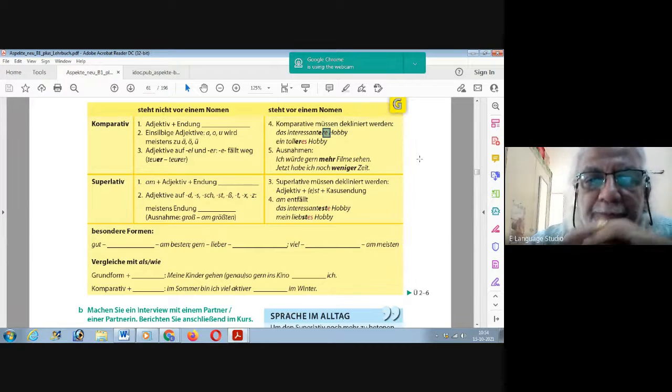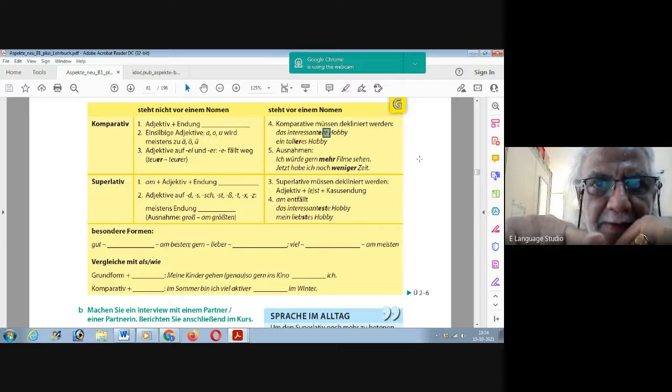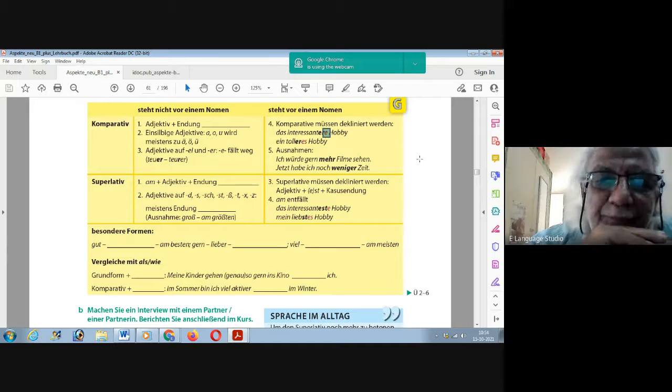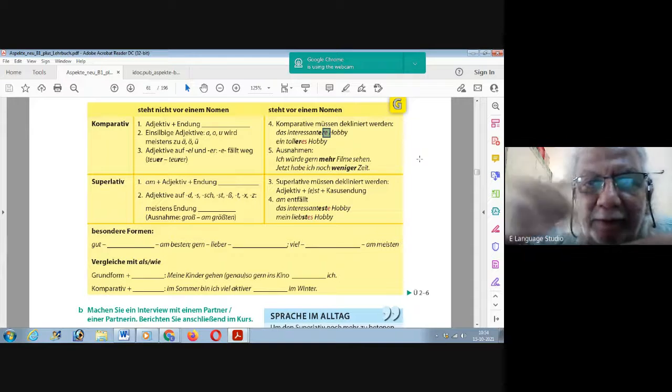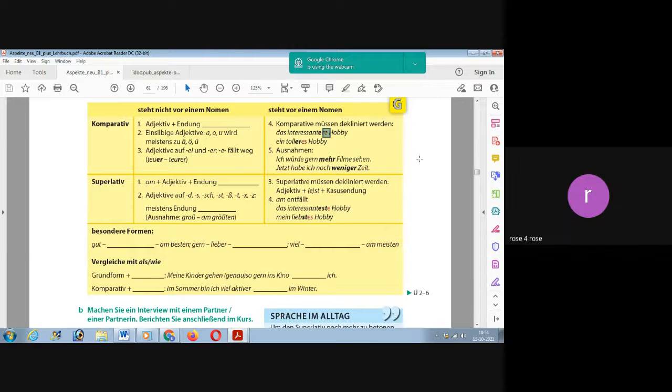Das Hobby, das interessante Hobby, positiv, das interessantere Hobby, comparative, nominative. Das plus E. And I remember we had revised this, and Jeet had also given that diagram. Jeet, you remember? Yeah, sir.